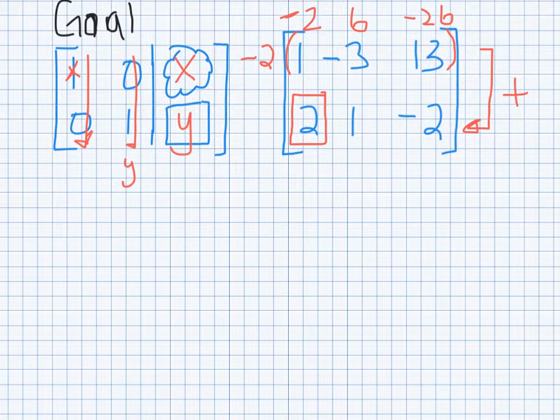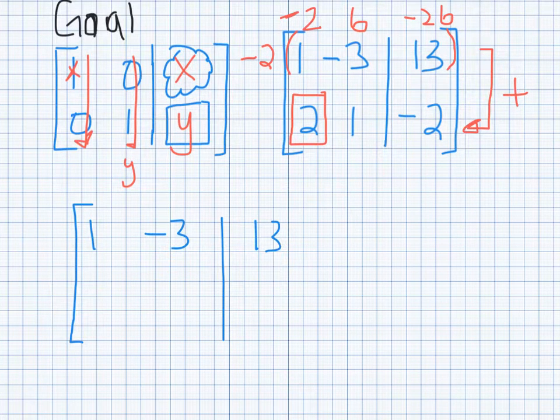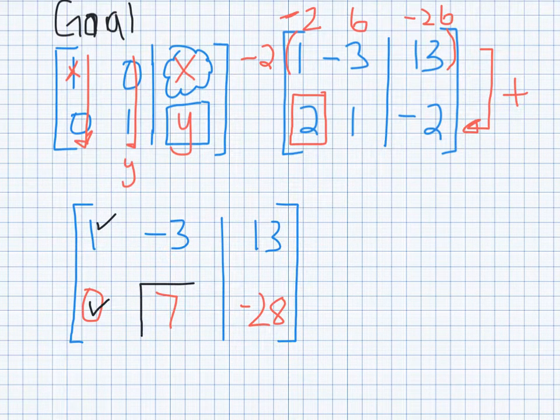So what happens here, the top row doesn't change at all. I can just divide all those by negative 2 again, and I'm going to get the same values that I started with. What happens on the bottom: negative 2 plus 2 is 0, 6 plus 1 is 7, negative 26 plus negative 2 is negative 28. So this is what my new matrix looks like after I performed that row operation. Okay, so I've got a 0 right here, exactly where I want it, check. I've got a 1 right here, check. So the next thing I need to work on is this term right here on the diagonal.